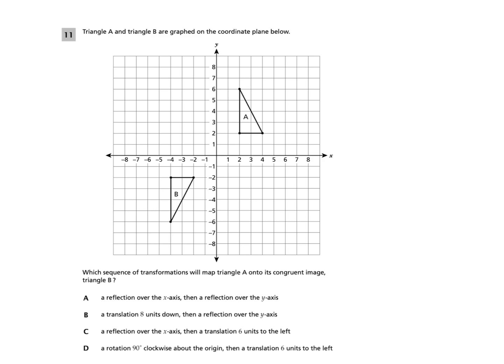All right, question 11. Triangle A and triangle B are graphed on the coordinate plane below. Which sequence of transformations will map triangle A onto its congruent image, triangle B? So again, this type of problem I don't really like too much because we have to go through the choices and eliminate all the false ones, and once we find the true one, we're done, okay?